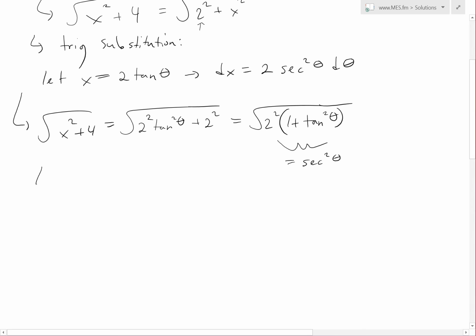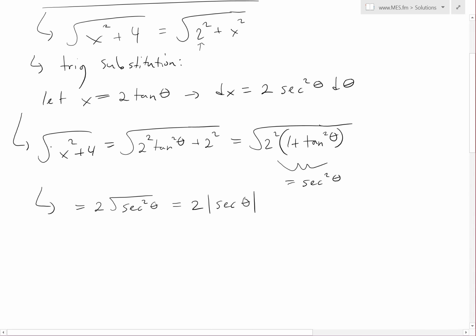So now that we have all that, we can greatly simplify this. The square root of 2 squared is just 2, and the square root of secant squared theta is the absolute value of secant theta, so we get 2 times the absolute value of secant theta. The reason it's an absolute value is that inside this square root it has to be positive, but secant can be negative, so we make an absolute value of it.